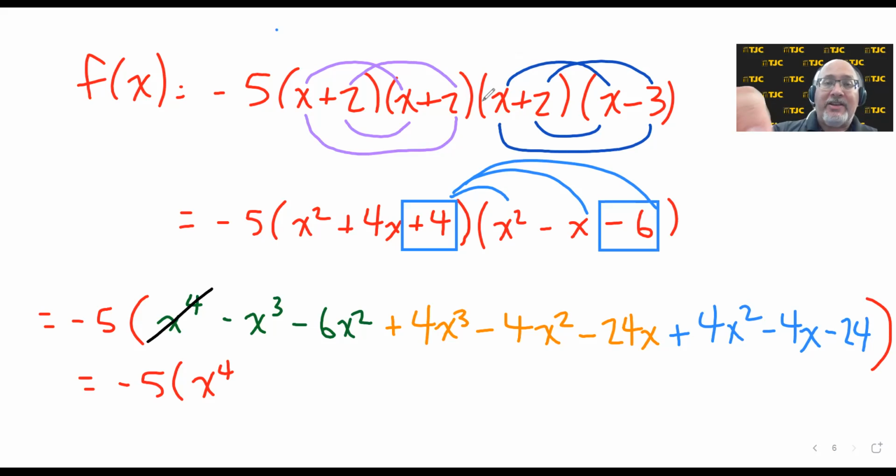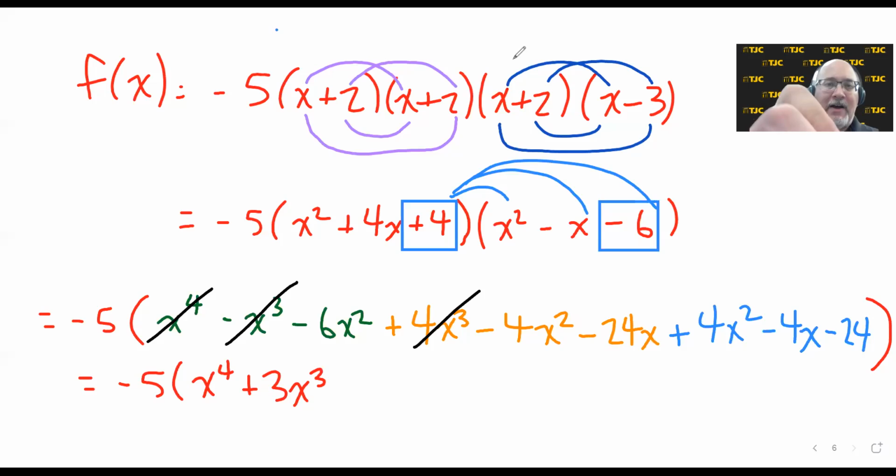Now let's move to the next highest power, which is x to the third. Here's an x to the third, negative x cubed, and there's another one here. And I believe that's all of them. Yes. Negative 1x to the third and positive 4x to the third is positive 3x to the third. I'm done with those, so I will cross them out. And again, this is just a bookkeeping issue. I'm done with the x to the third terms.